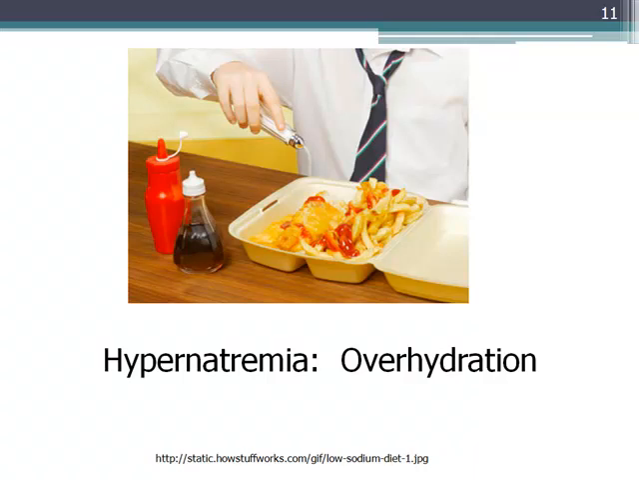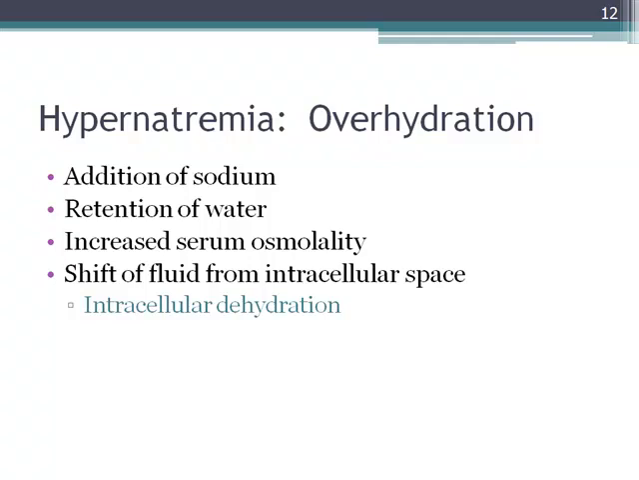Now you could have hypernatremia in combination with overhydration. That's a little less common, but it can happen. And I have nothing against French fries, but you know, it's a good picture. So adding sodium would increase retention of water. So we see that all the time. People are taking in excess sodium and retaining water. So depending on the ratio of those two things, then we can end up with an increased serum osmolality, and then fluid would shift from the intracellular space to dilute that concentration in the extracellular compartment.